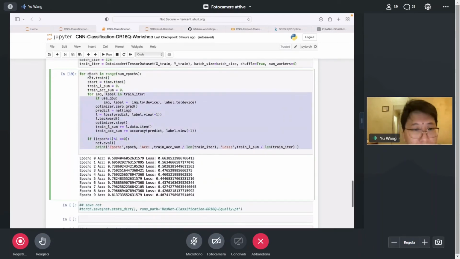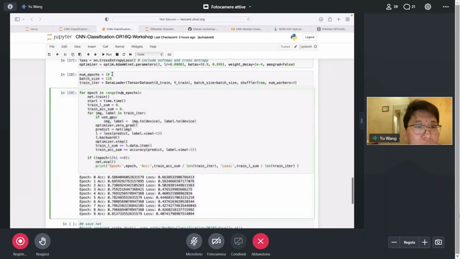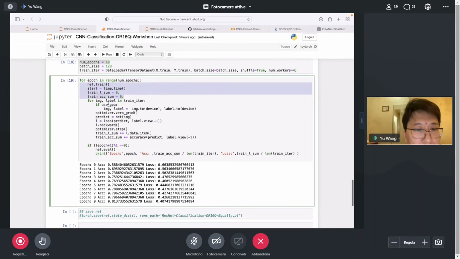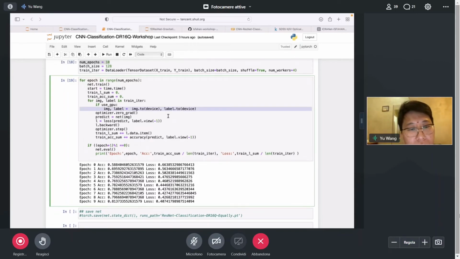Okay, we go to the main part, the training part. For epoch in range of the number of epochs, so 10 epochs, we do the loop 10 times. We start to train the net, and we define the time. This can be useless, and some initial parameters. We load the data with the data loader, which has the image and the label, the true classification. And we use the GPU, so we load the data to the GPU, to the device.